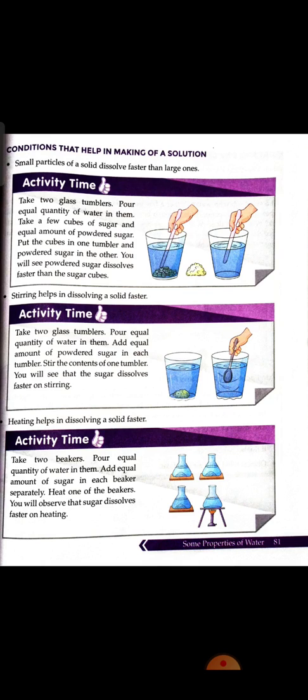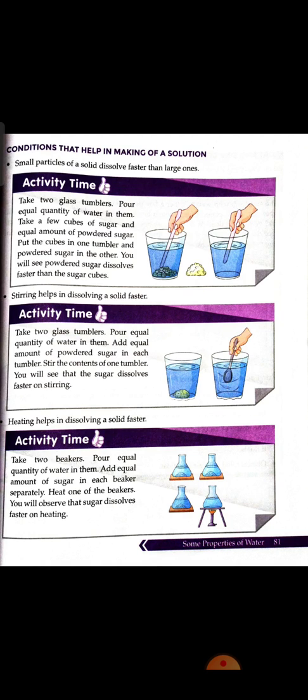Next, stirring helps in dissolving a solid into a liquid faster. If we keep on stirring the liquid along with the solid inside it with the help of a spoon, it will dissolve faster than if we just leave it inside the water. Next point is heating helps in dissolving the solid faster. If we heat the water and the sugar, it will dissolve much faster than it dissolves in normal room temperature or cold water.